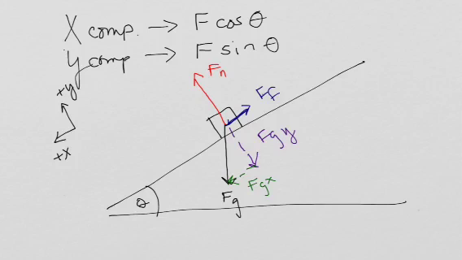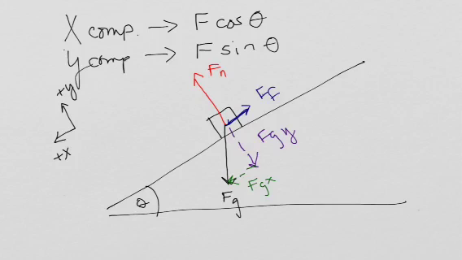So if I want to write all of my players, or forces, in the x, I have two forces in the x in this image. I've got the x component of gravity and I've got my force of friction. If I want to look at all the players in the y, I've got my normal force and the y component of my force of gravity. So we don't ever really look at FG as a whole when we're doing an inclined plane problem. We break it down into its x and its y.